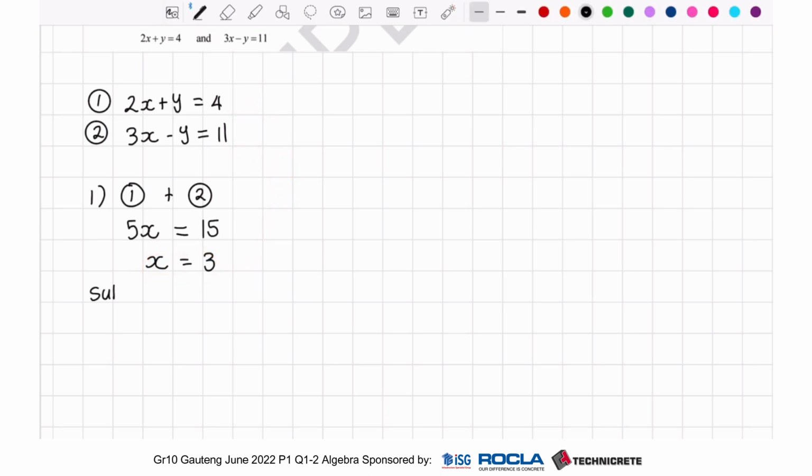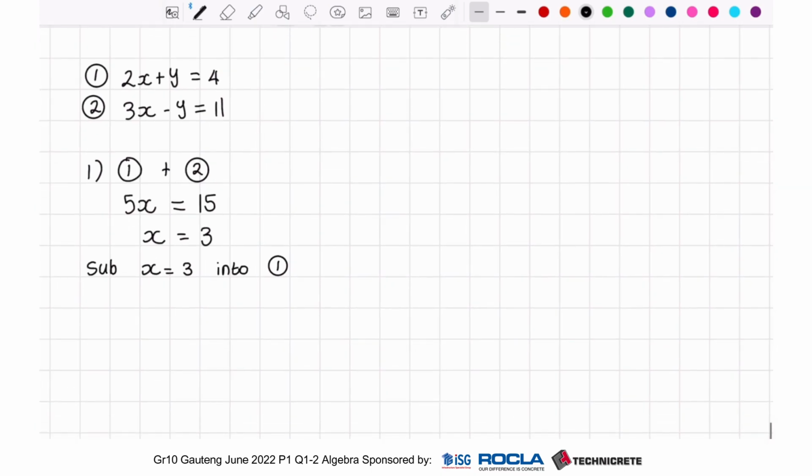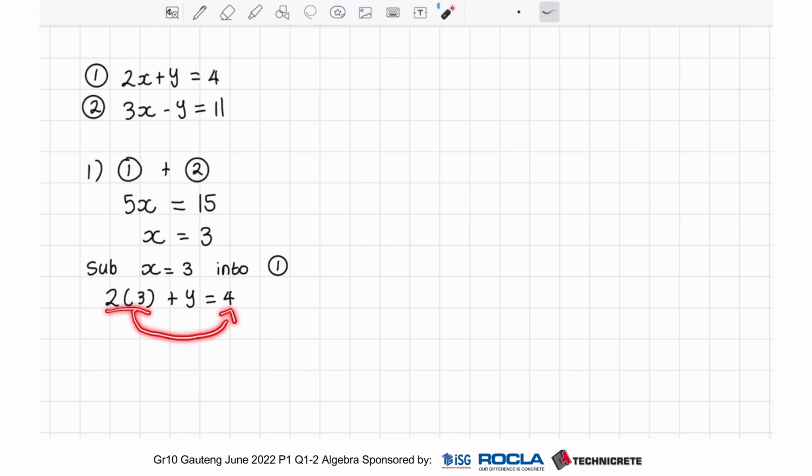Okay, so I'll do both. So sub x equals 3 into equation 1. So everywhere that I see an x in equation 1, I'm not going to write x, I'm going to write 3. So I'll have 2 times 3 plus y equals 4. Okay, this is 6, so I can take the 6 over to the other side and it becomes a negative 6. 4 minus 6 is minus 2. So I'll have that y is equal to minus 2.